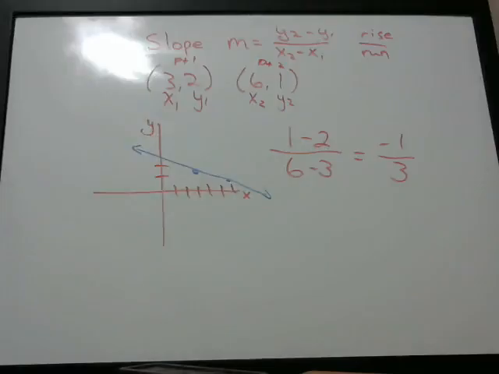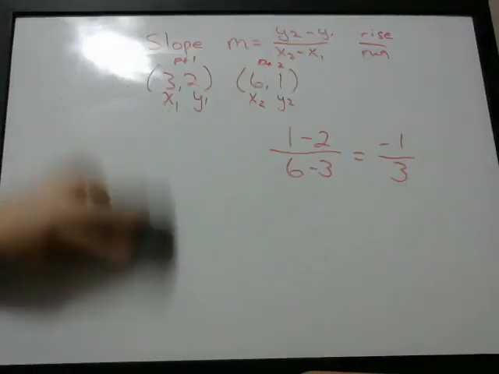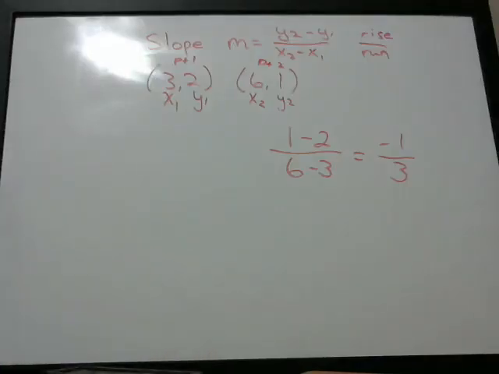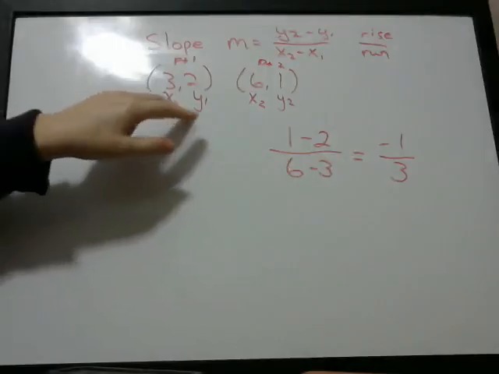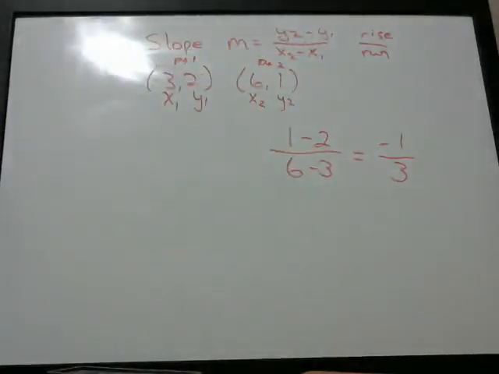Generally, they're going to leave the slope in fractional form. Now, we really don't need to draw this out. The graph is really doing nothing for us, except giving us a clue as to whether this should be positive or negative. But all you need to do is label the points, plug them into the formula, and you get the answer.